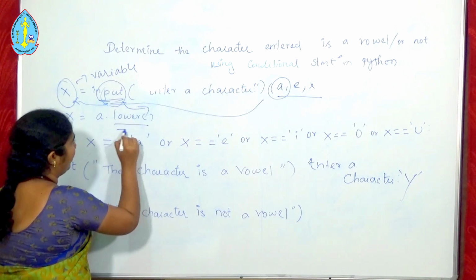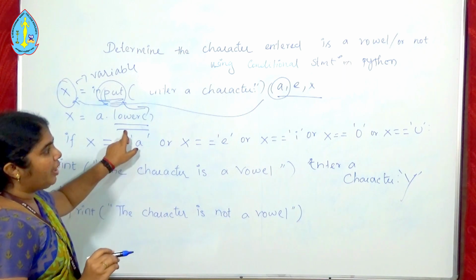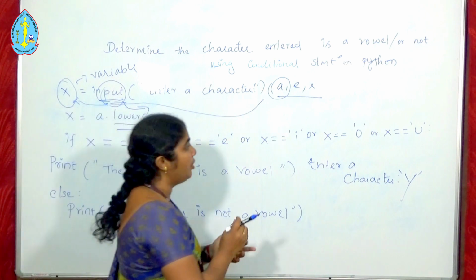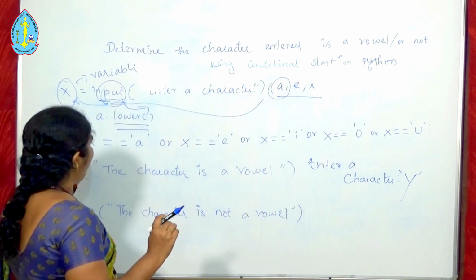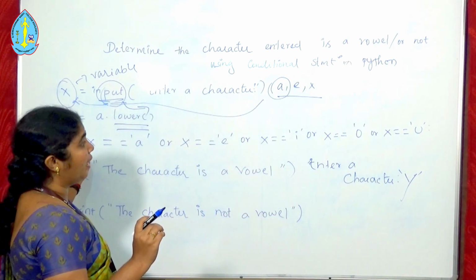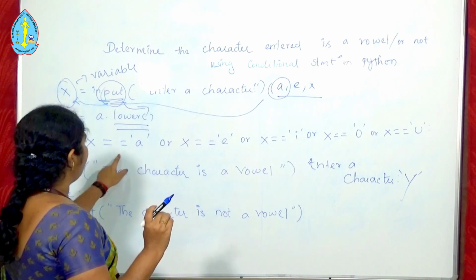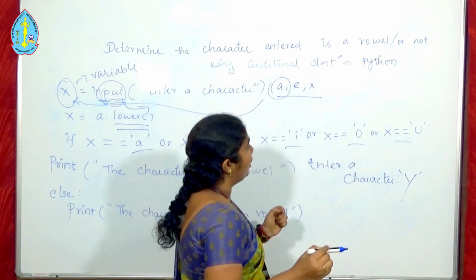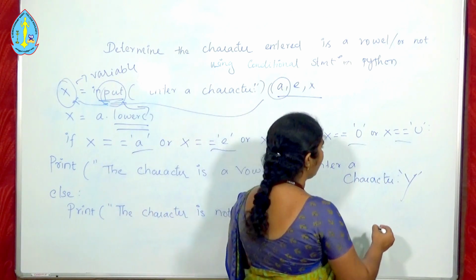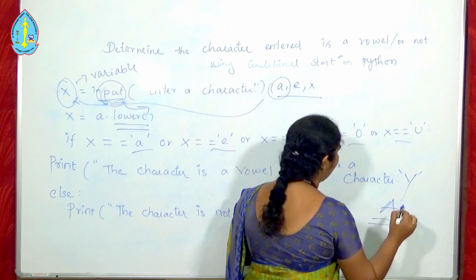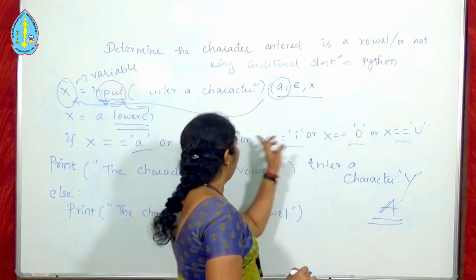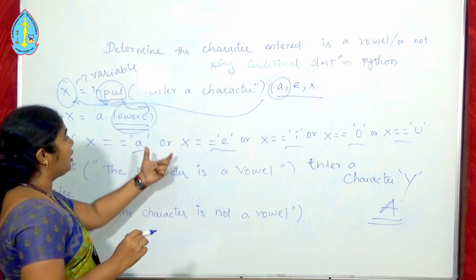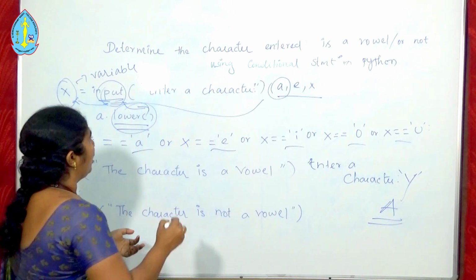What is the meaning of lower? If the user enters a character in capital letters, for example, in the if condition we use the small letters a, e, i, o, but the user enters the character in a capital letter. For example, the user enters the character A in capital, then this a.lower function will convert the capital letter into a small letter.